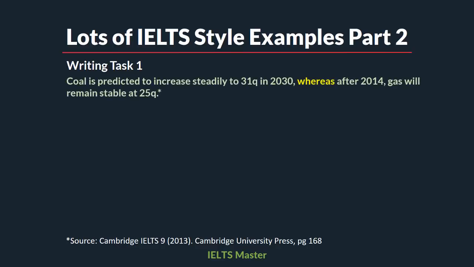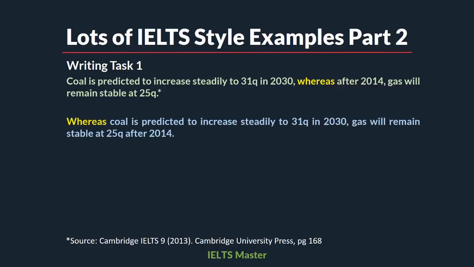Coal is predicted to increase steadily to 31Q in 2030, whereas after 2014, gas will remain stable at 25Q. This is from Cambridge IELTS 9, so this is not my sentence. This is from an IELTS examiner who wrote this as a model answer. But let's switch this sentence to the blue style with whereas in the beginning. Whereas coal is predicted to increase steadily to 31Q in 2030, gas will remain stable at 25Q after 2014.